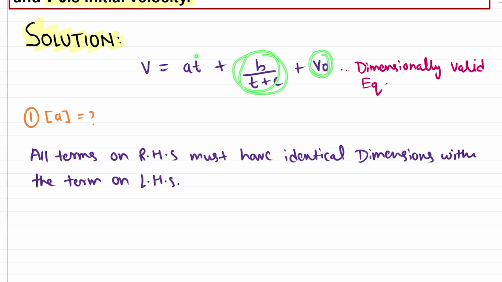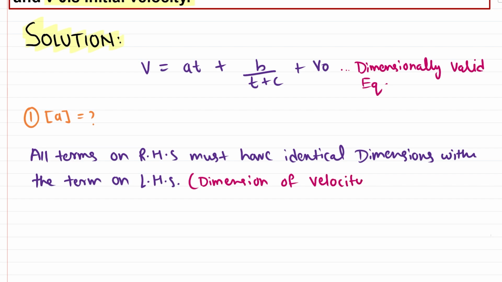So हमारे जो ये individual terms हैं जैसे AT एक individual term है, B upon T plus C एक individual term है, V naught एक individual term है on the right hand side of our equation. इन सब terms का जो dimension होना चाहिए that should match with the left hand side of the equation का dimension. और left hand side पे कौन सा term है? That is velocity. तो left hand side पे हमारा dimension है dimension of velocity.